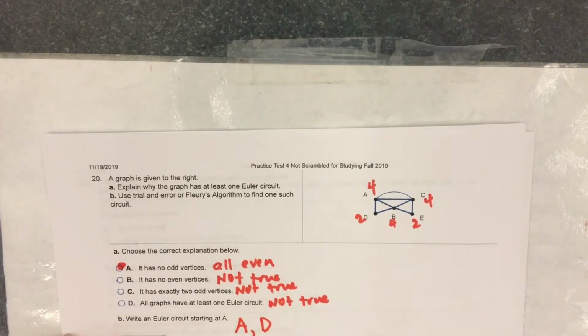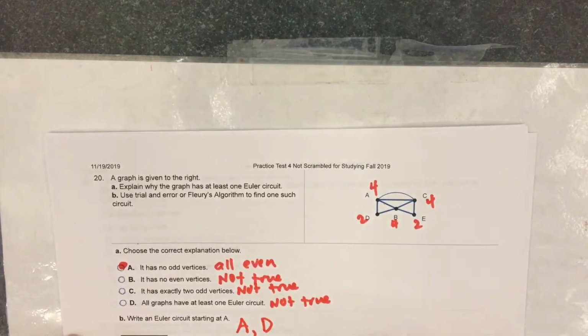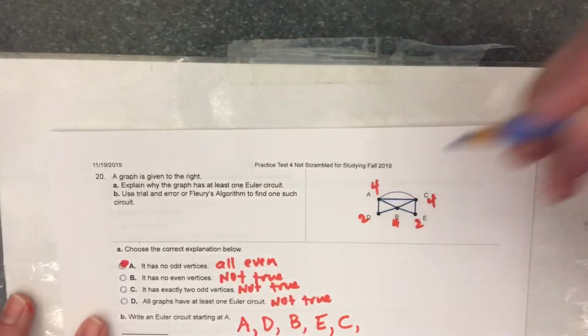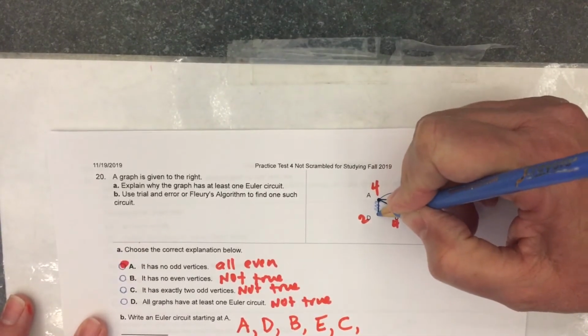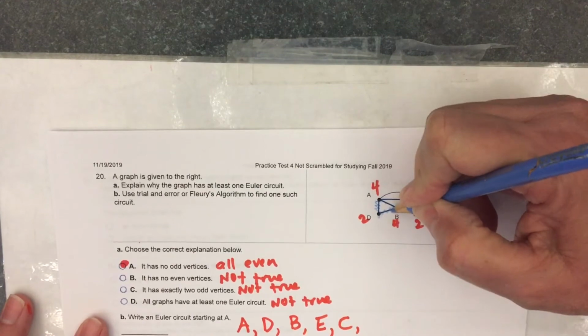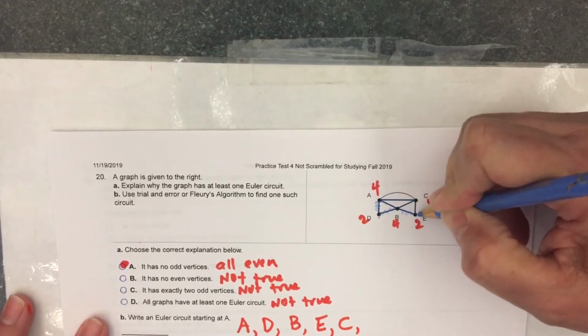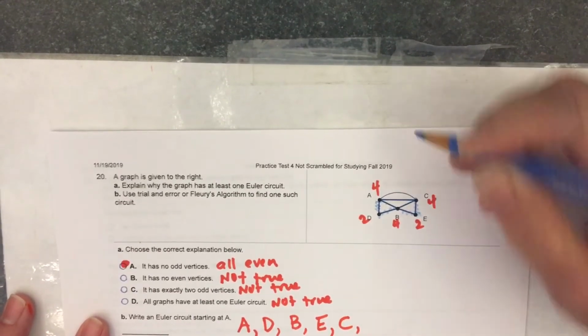A to D. If I go there, after D, I have to go to B. Let's go to E. If I go to E, then I've got to go to C. So I might want to draw this graph on my scratch paper. A to D, to B, to E, then to C.